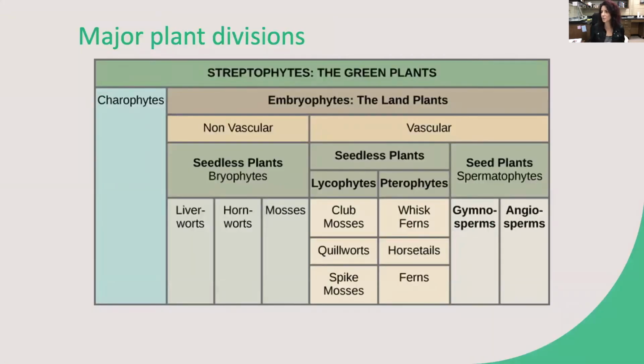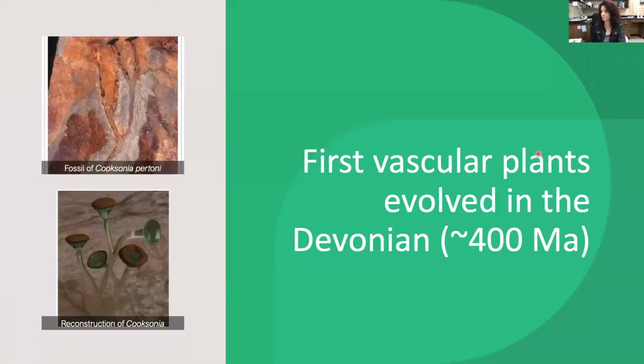Okay, going back to our diagram of the major plant divisions, we're now going to be discussing the vascular plants. And you'll see that this encompasses seedless and seed plants as well. But first, what does it mean to be a vascular plant, and when did this feature arise?